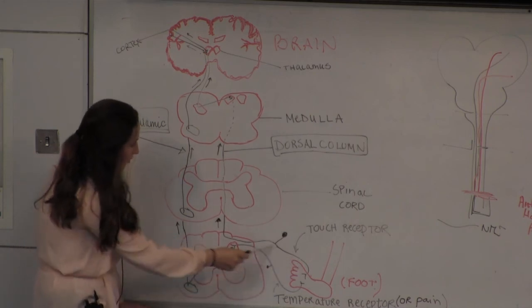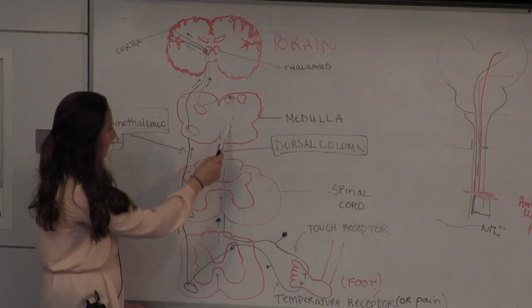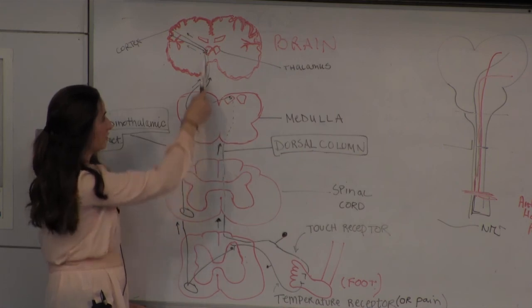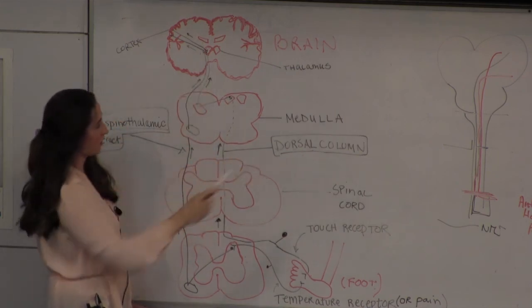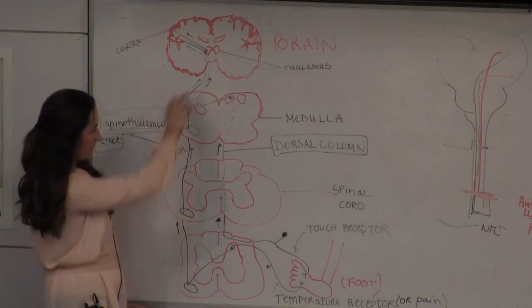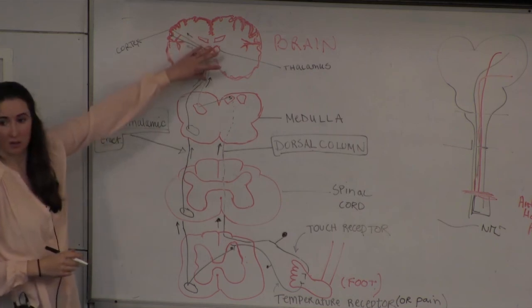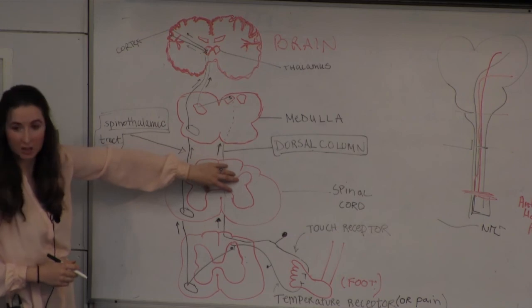So it goes all the way up here, all on this side, all on this side, all on this side, and then when it gets to the medulla, it crosses over. Yeah? The kind of lesion we're talking about here, where is that kind of lesion happening in this diagram? Is it happening up here? No. Is it happening here? No. It's happening here in the spinal cord. Everyone happy with that? Yeah.